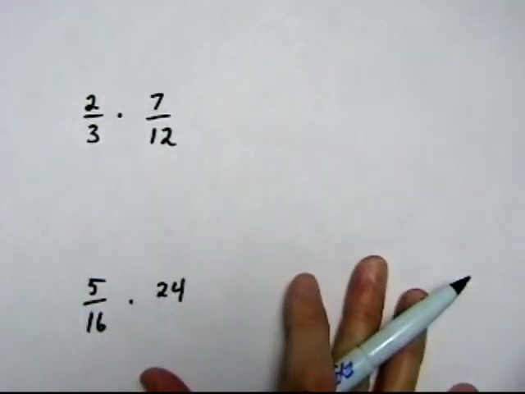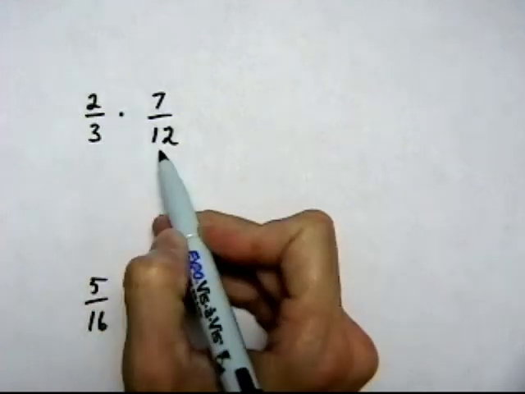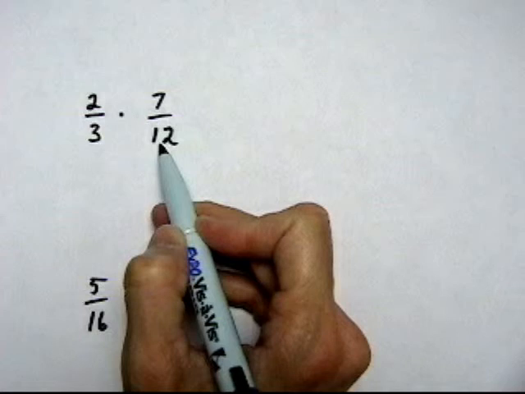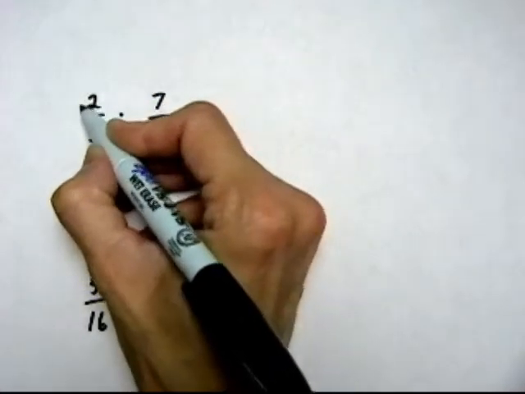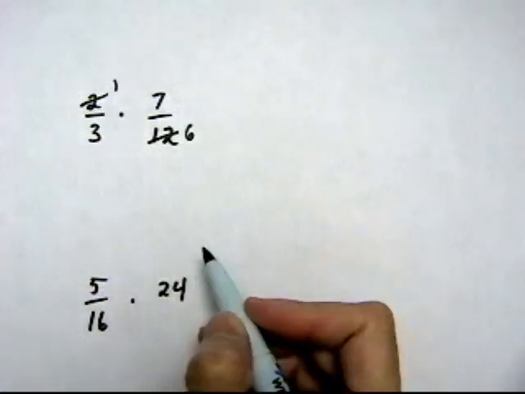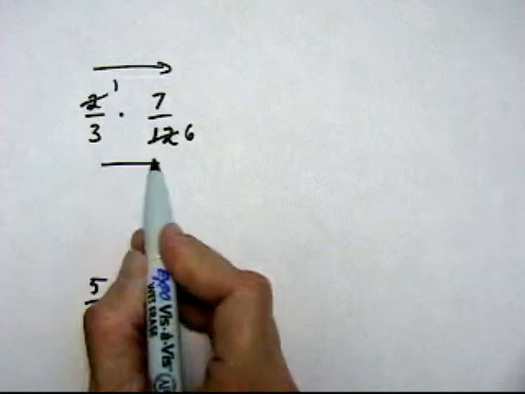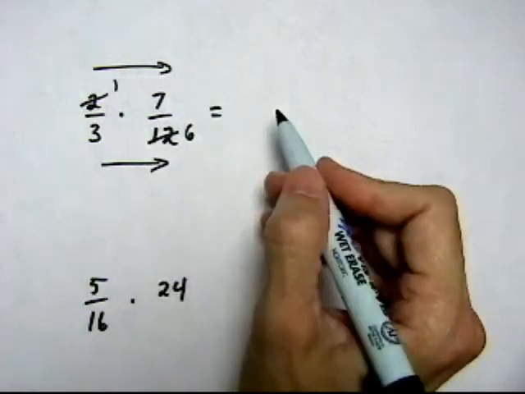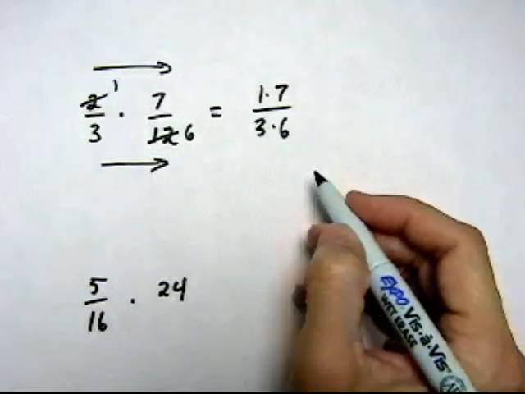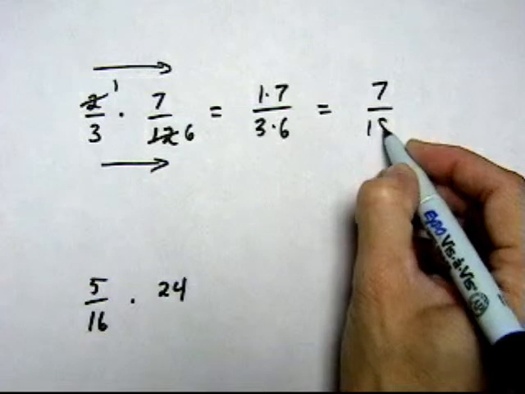So the answer is 24 over 35. In the next one, first thing I notice is that in the numerator here and denominator here, we have a common factor of 2 that we can divide out. So let's divide by 2, so we get 1 on the top, and 12 divided by 2 leaves 6 on the bottom. And that's it for common factors top to bottom. So we can multiply across, and we get 1 times 7 over 3 times 6. And that gives us 7 over 18.